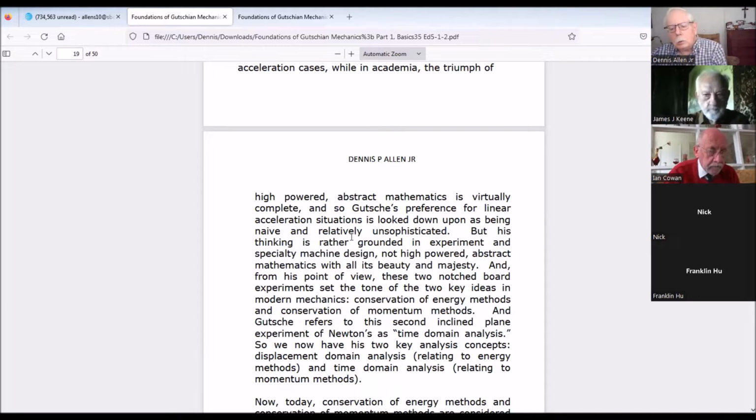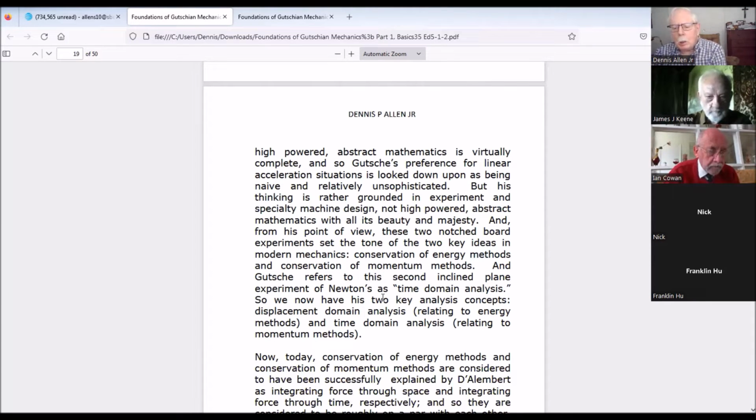And there's this dichotomy: either you key on distance or you key on time. D'Alembert basically showed, to most people's belief at the time, that energy and momentum are on a par, and one is integration of force through distance, that's energy, and one is force through time, and that's momentum. Right? But Gursche rejects this, and he says, no, energy conservation is much more important than momentum conservation, and so he modifies Newton's mechanics accordingly.